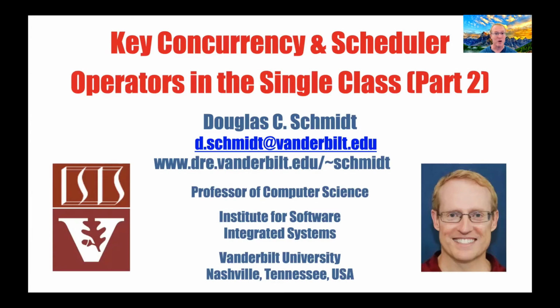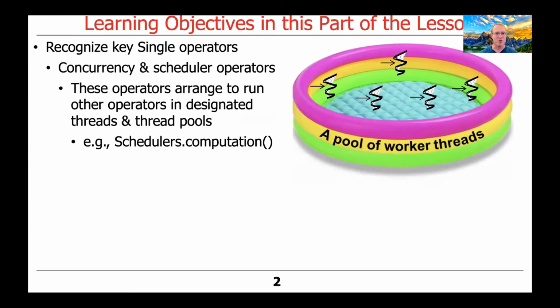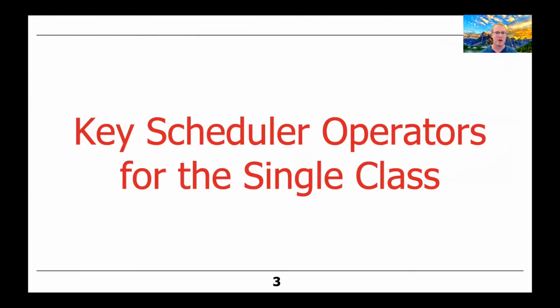We're now going to turn our focus to part 2 of the discussion on key concurrency and scheduler operators that are used in the context of the RxJava Single class. In general, these types of operators are arranged to run other operators in designated threads and/or thread pools. In this particular case, we're going to be focusing on the Schedulers.computation operator.